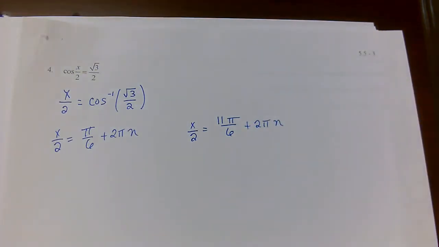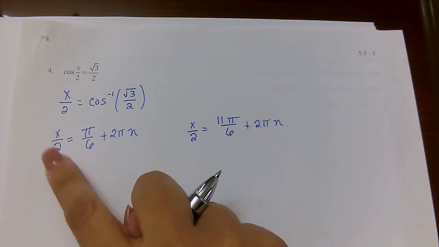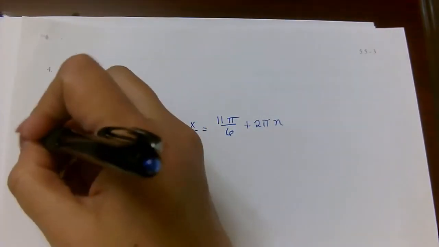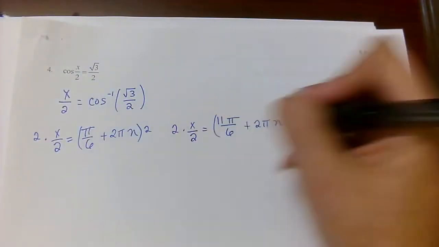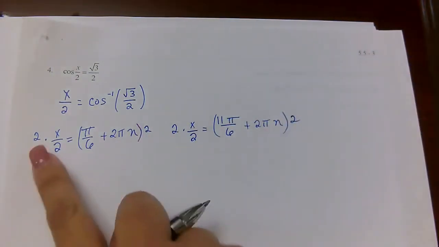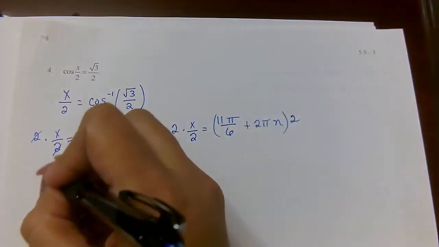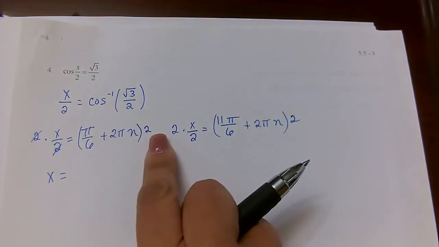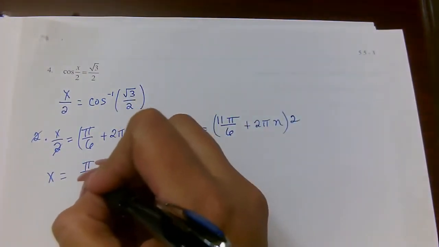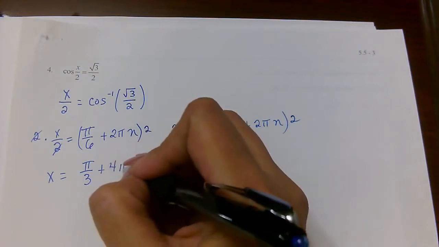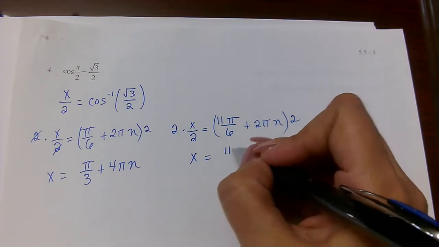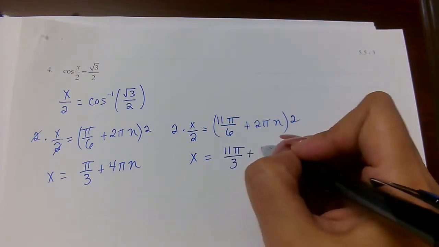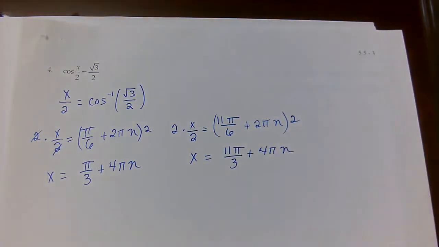Okay, next thing I'm going to do is I have to do something with this 2. I can't just leave it there. Remember, we're solving for x. So I'm going to multiply by 2 on both sides. Okay, this will cancel and I'm left with x is equal to, and then distribute this. So that will be pi over 3 plus 4 pi n. x will be equal to 11 pi over 3 plus 4 pi n.